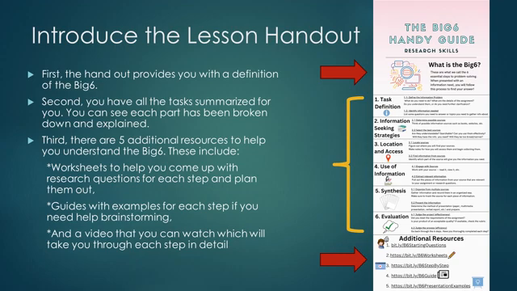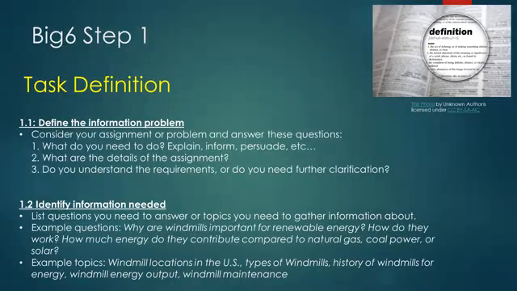the Big Six steps. These resources include worksheets to help you come up with research questions before each step and plan them out, so there are worksheets for the planning process. There are guides with examples for each step if you need help brainstorming those kind of questions or figuring out how to fill out those planning worksheets. And there's an additional video that you can watch, which will take you through each step in detail. So now let's take a look at each of the steps in depth.